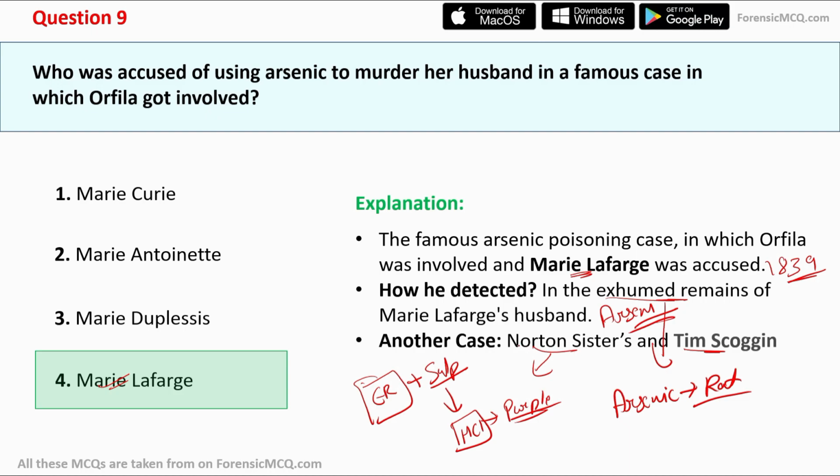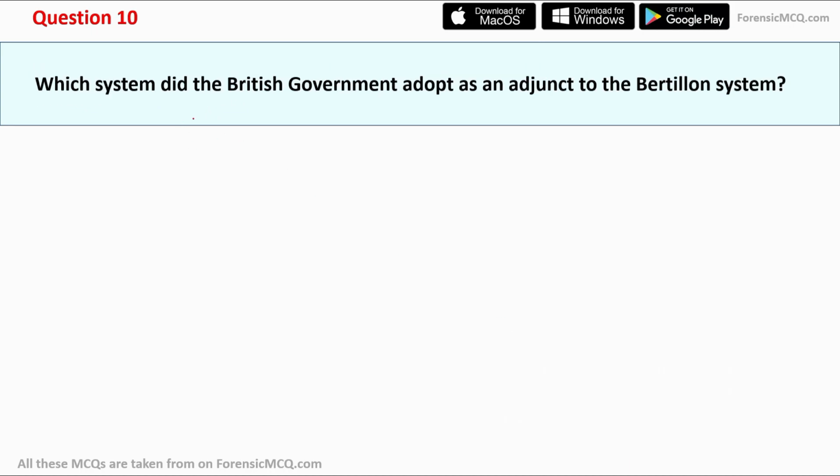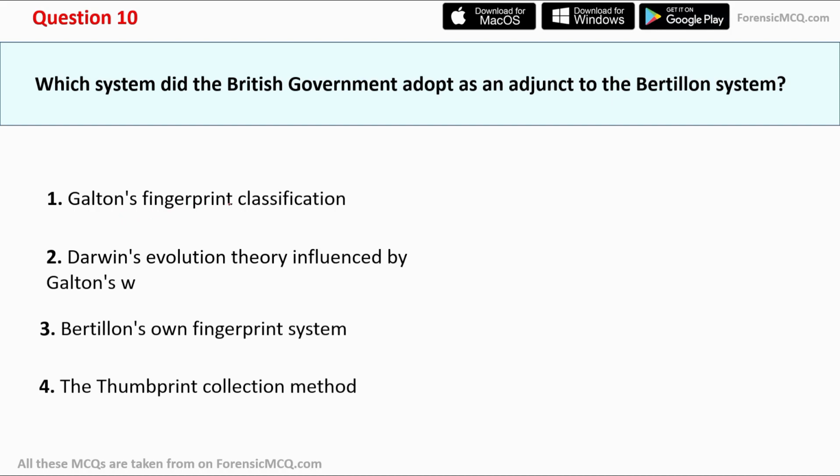Now let's move to question number 10. Which system did the British government adopt as an adjunct to the Bertillon system? First is Galton's fingerprint classification. Second is Darwin's evolution theory influenced by Galton's work. Third is Bertillon's own fingerprint system. And fourth is the thumbprint collection method. So the correct answer is Galton's fingerprint classification system.